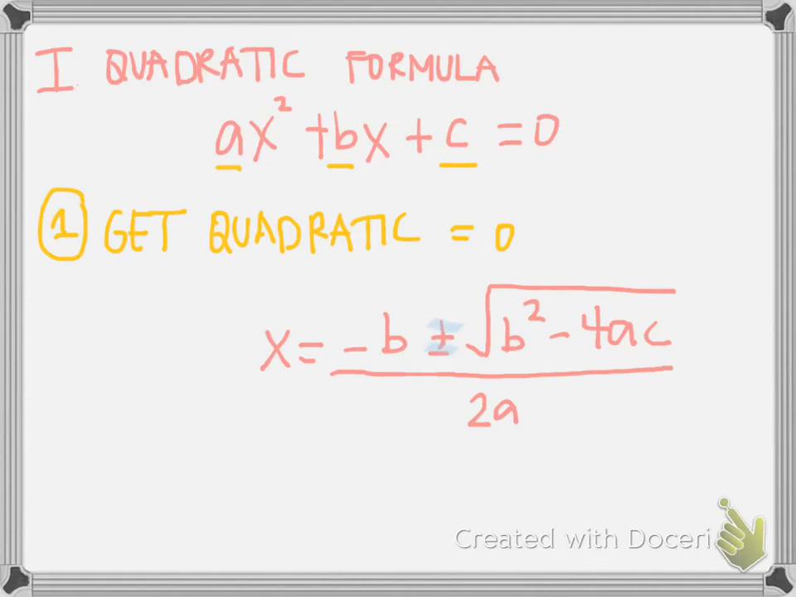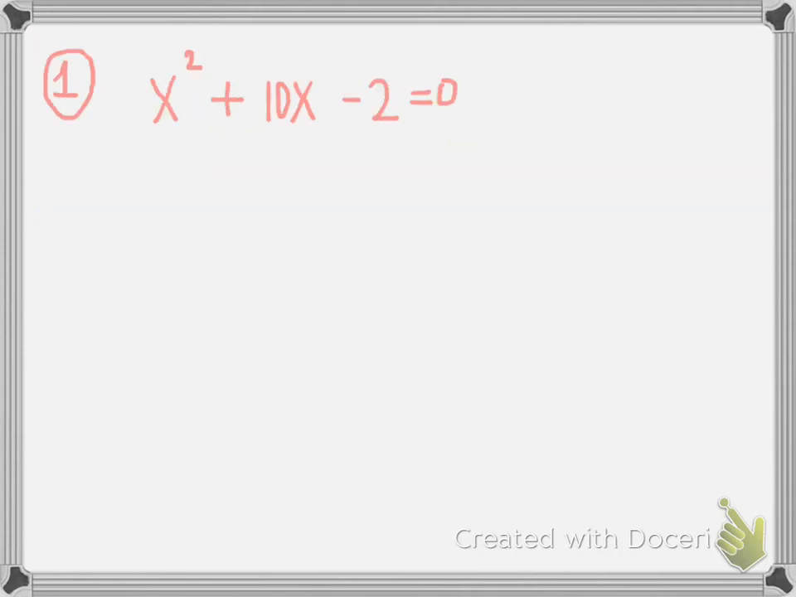So you're going to be using the numbers. b represents the number that's in front of your x. Your a represents the number in front of your x squared. And your c represents your constant at the end. Okay? So let's look at some examples here.